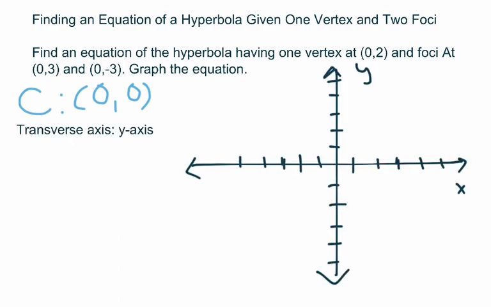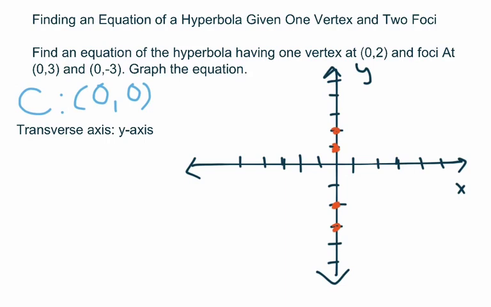Here's what we have so far. A vertex at (0, 2), foci at (0, 3) and (0, -3). The other vertex will be located at (0, -2) to maintain symmetry.